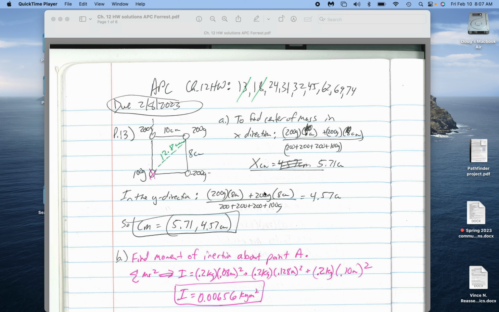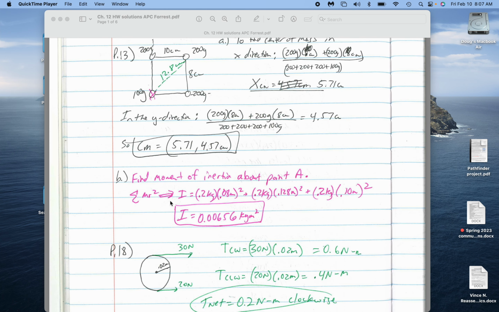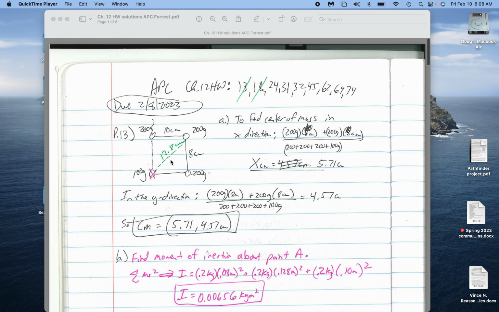To the chapter 12 homework. It was due on the 8th. I think I made that end up due on the 10th because we had some issues going on in the district. So there's a lot of different things here. You do need to put some good thought into things. You also need to make sure you're referring back to your understanding of linear motion sometimes and then relating that to rotational motion. So the first problem was problem 13.